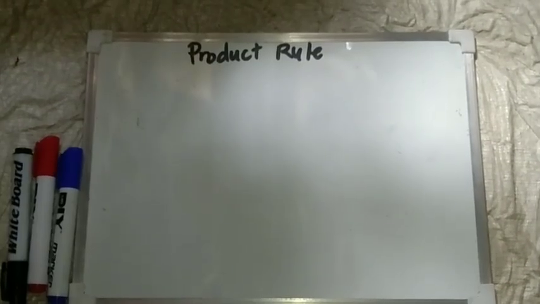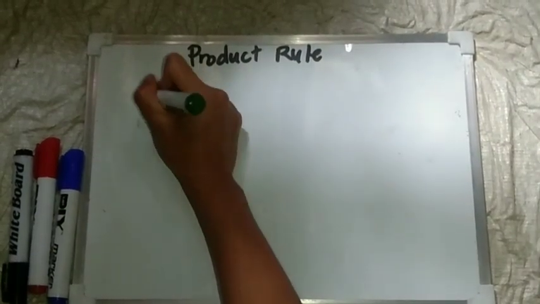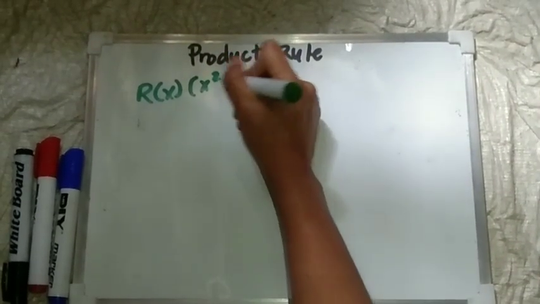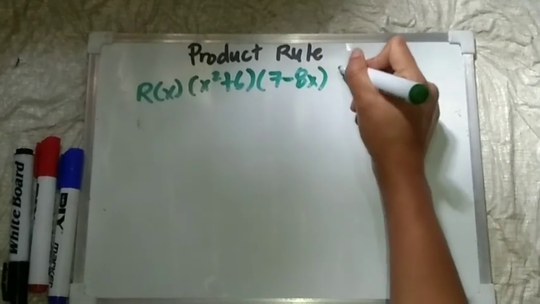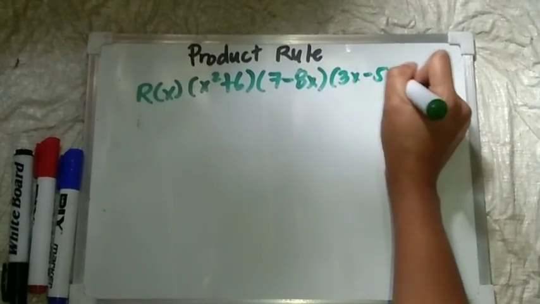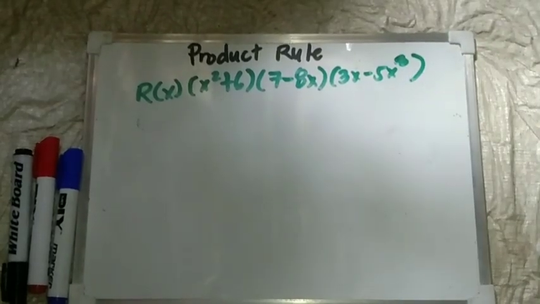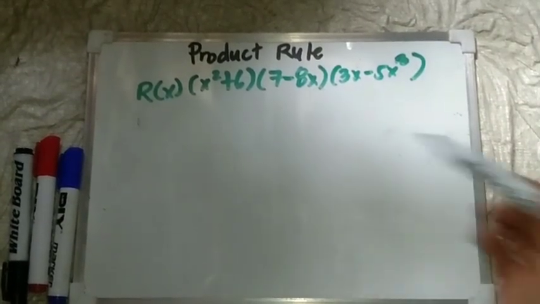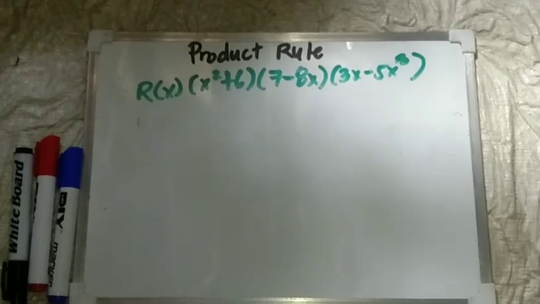Now let's proceed to the product rule of derivatives. So let's say we have r of x is equal to (x squared plus 6) times (7 minus 8x) times (3x minus 5x cubed). So what is r prime of x? Now we have 3 factors. So how can we use the product rule when we have 3 factors?